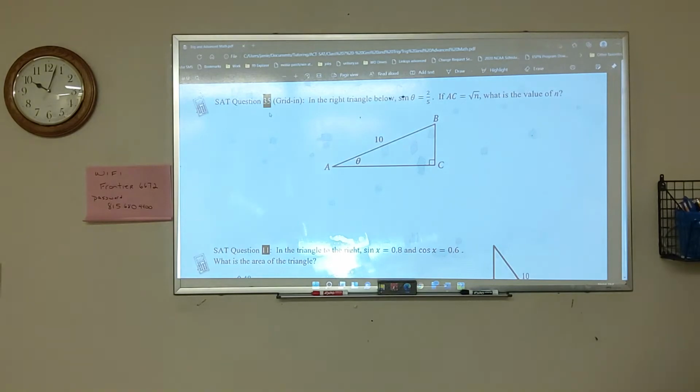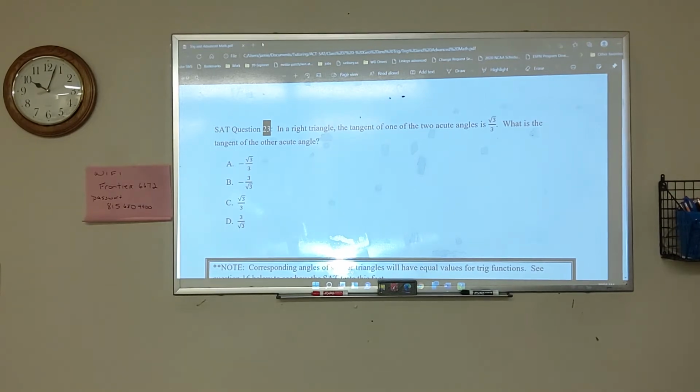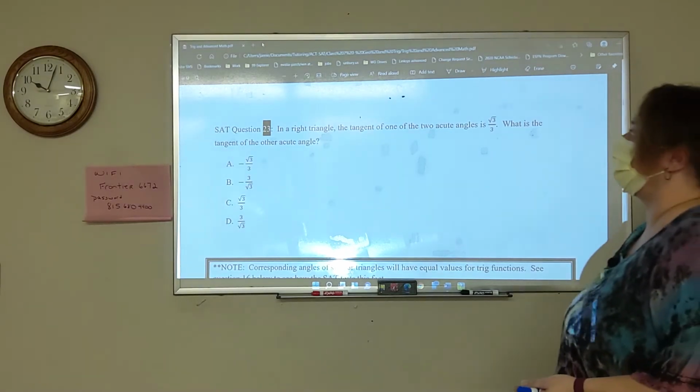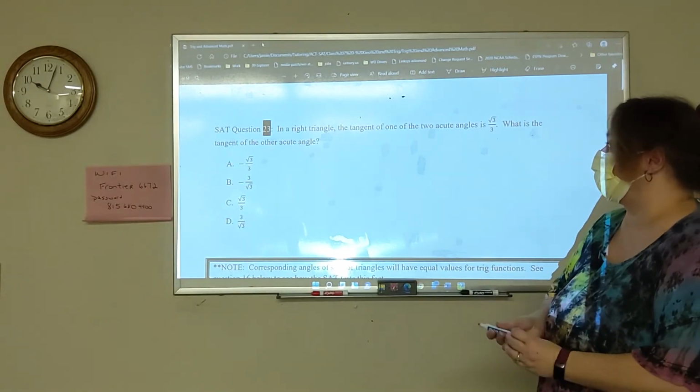Next one is yours for practice. It's not really that bad. Let's look at 23. This one really isn't that hard either, but the way it's worded is a little weird. In a right triangle, the tangent of one of the 2 acute angles is root 3 over 3.